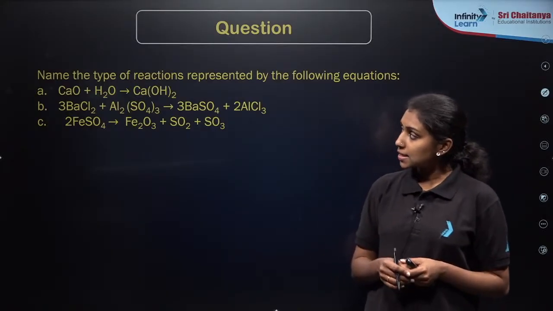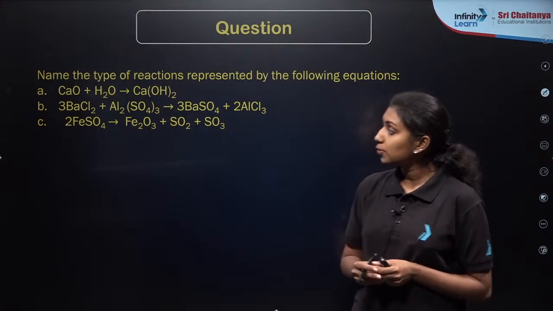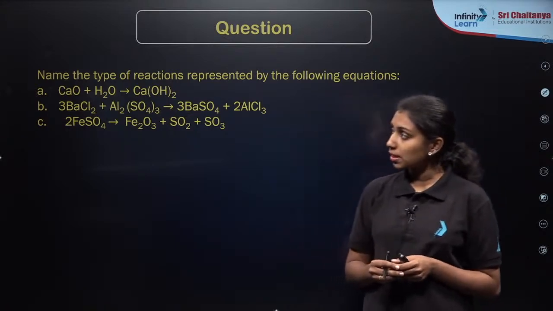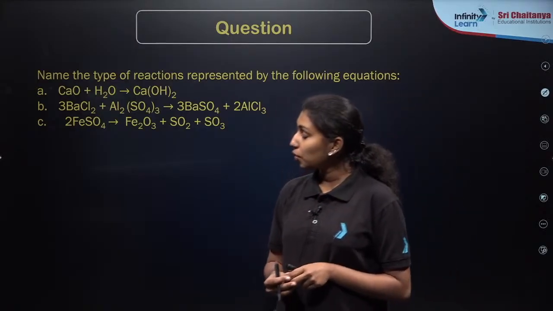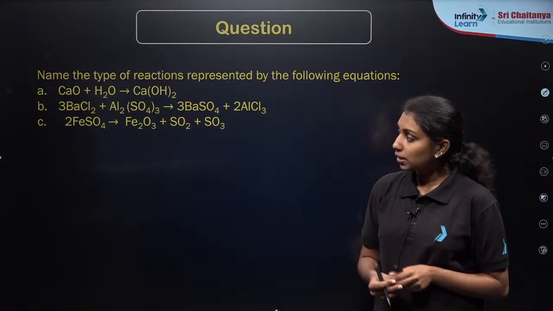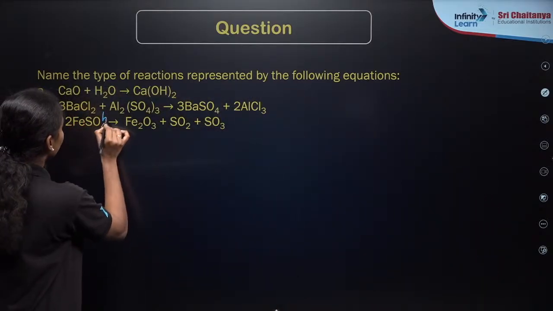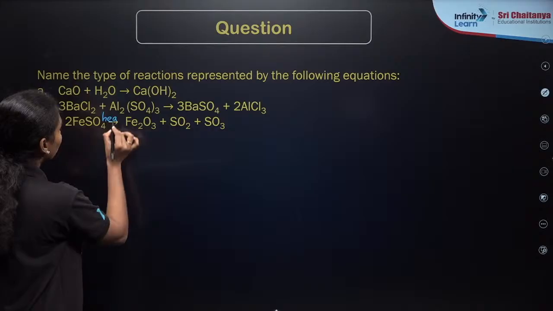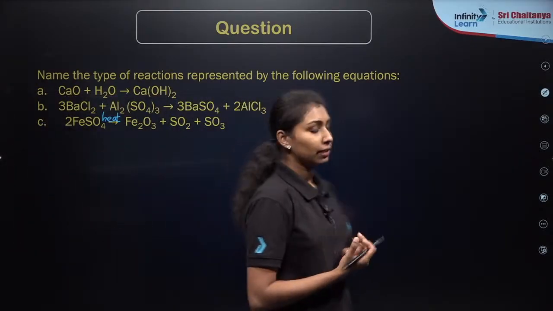So some of the reactions are given here. We just want to identify the type of reactions present here. The first one is calcium oxide reacting with water to form calcium hydroxide. The second one, BaCl2 will be treated with aluminum sulfate to form barium sulfate and aluminum chloride. Last one, we will be heating the ferrous sulfate crystals. It will form Fe2O3, SO2 and SO3. So which type of chemical reactions are given here?